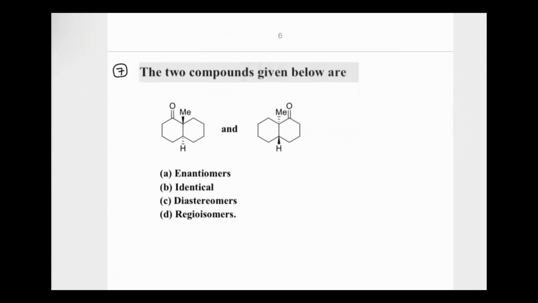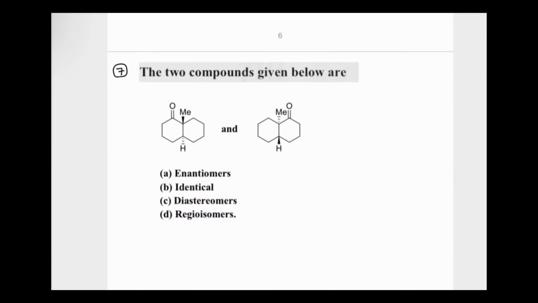And now we'll see a similar question. The two compounds given below are... Here also we are given two molecules and we need to find the relation between both these. We need to find whether they are enantiomers, identical, diastereomers, or regioisomers. Here regioisomer means a type of constitutional isomer, meaning the connectivity of the functional group in the two molecules will be different. So if you see regioisomer in a question, just understand that it is a constitutional isomer.